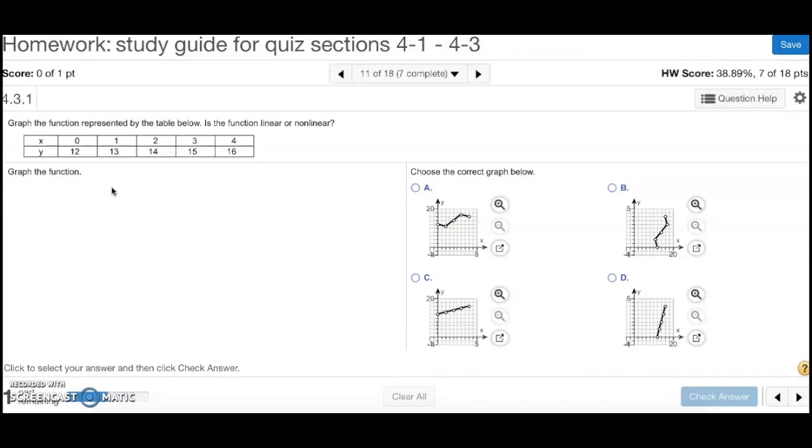Number 11. Graph the function represented by the table below. Is the function linear or nonlinear? So looking at the x's, they're all increasing by 1. Looking at the y's, they're all increasing by 1. So that tells me it's linear.